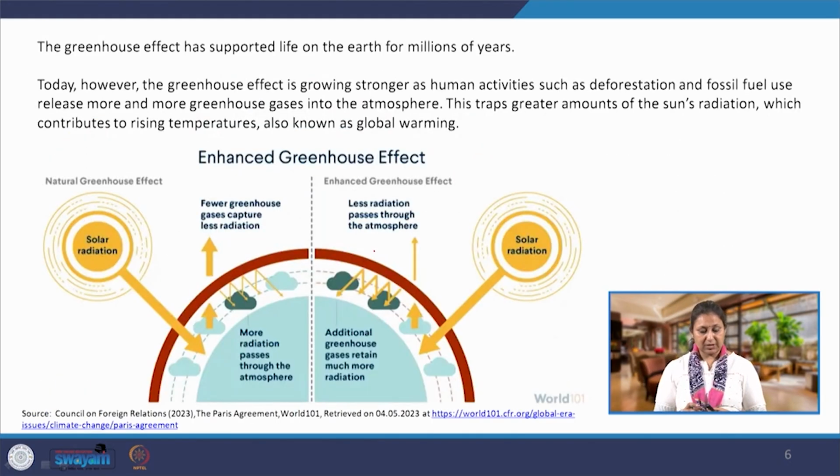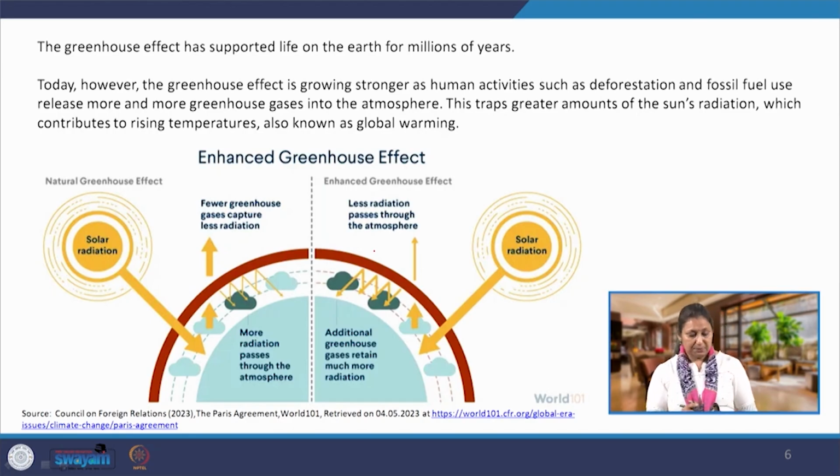Now, the problem is that we have an enhanced greenhouse effect, and why do we have that? Because there is more and more concentration of greenhouse gases in the atmosphere. So, to a certain extent, the greenhouse effect is essential for our own survival, for having a lively planet on earth.